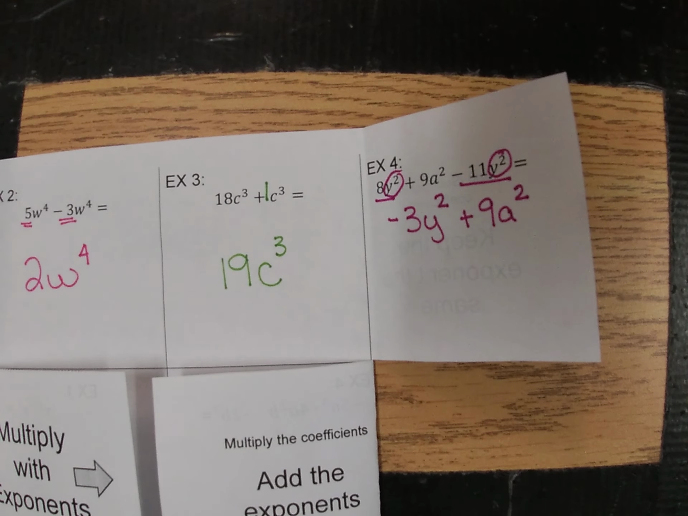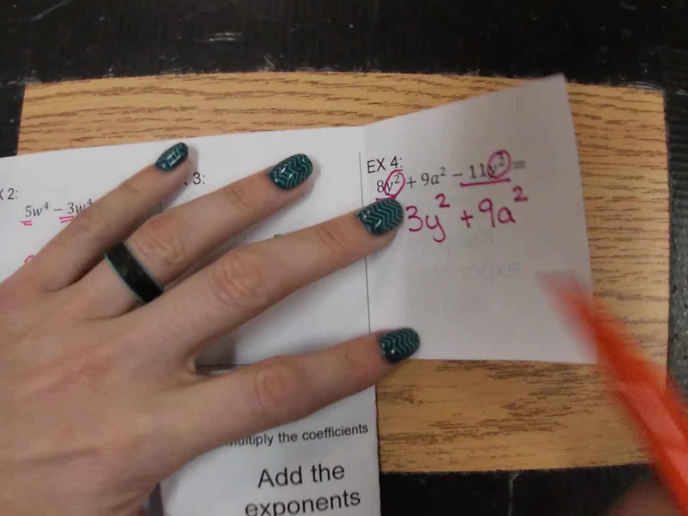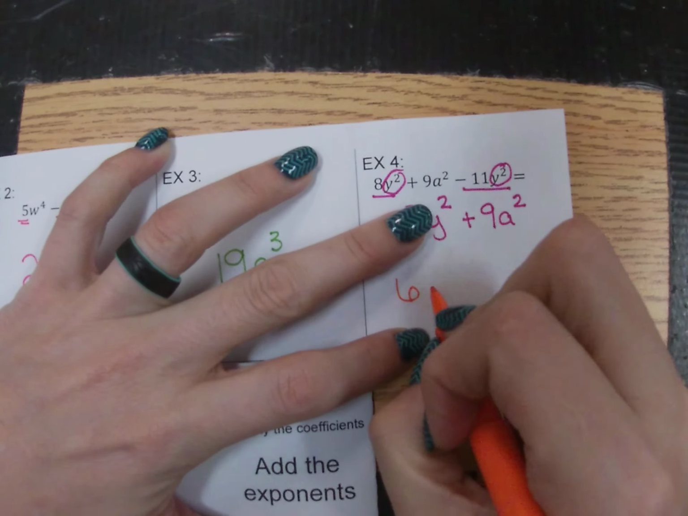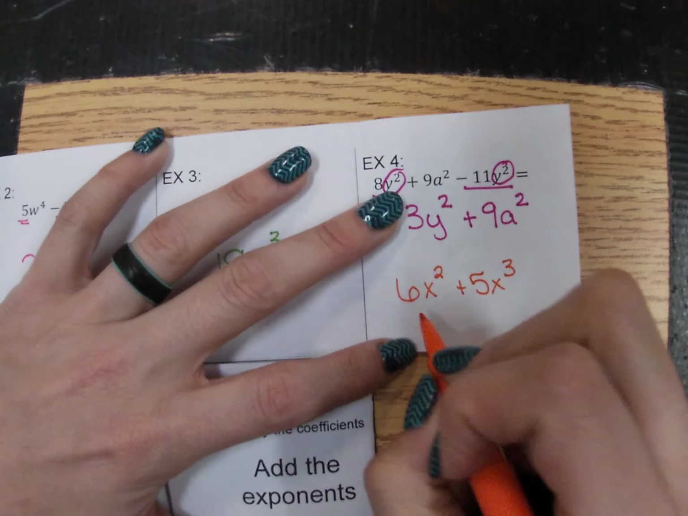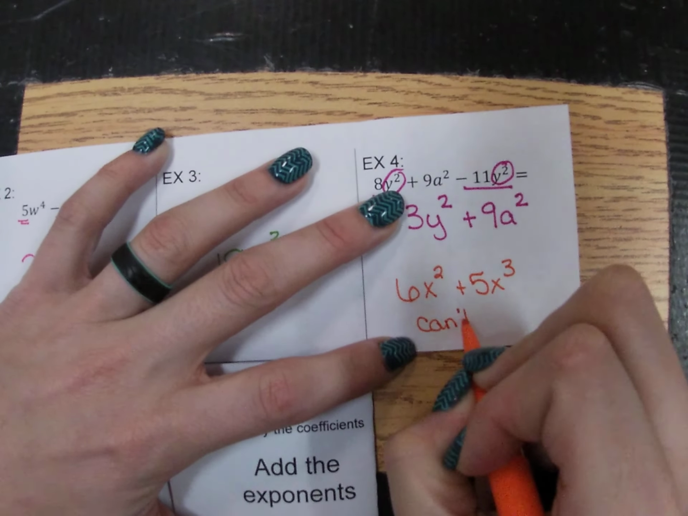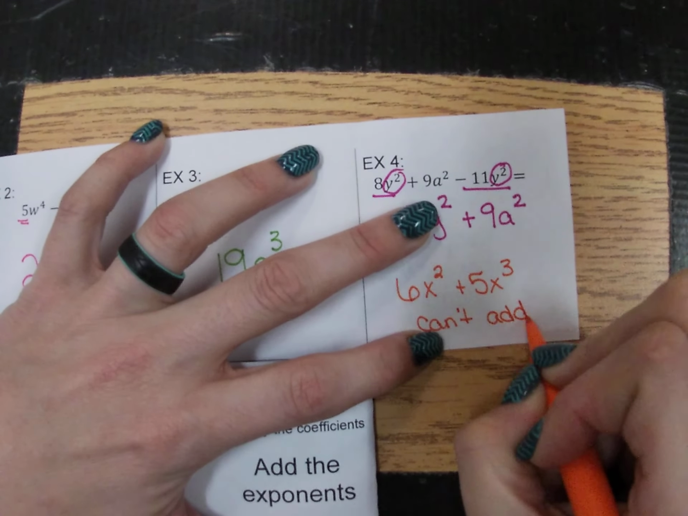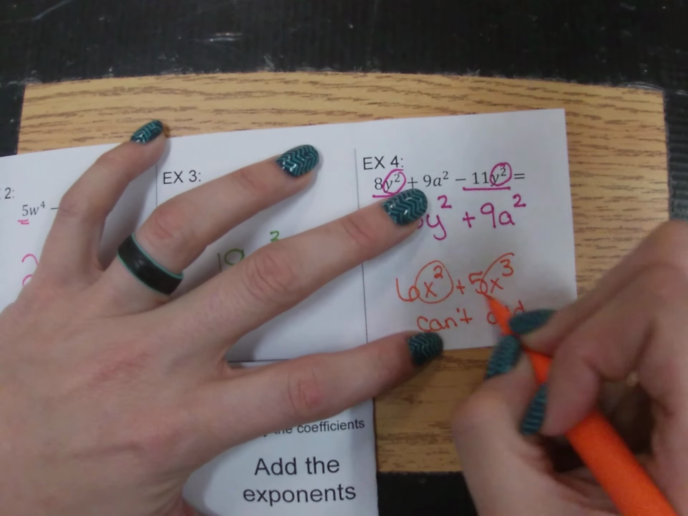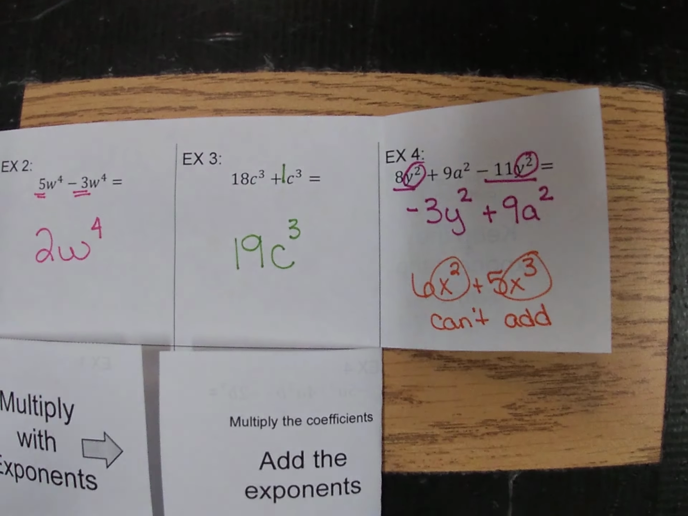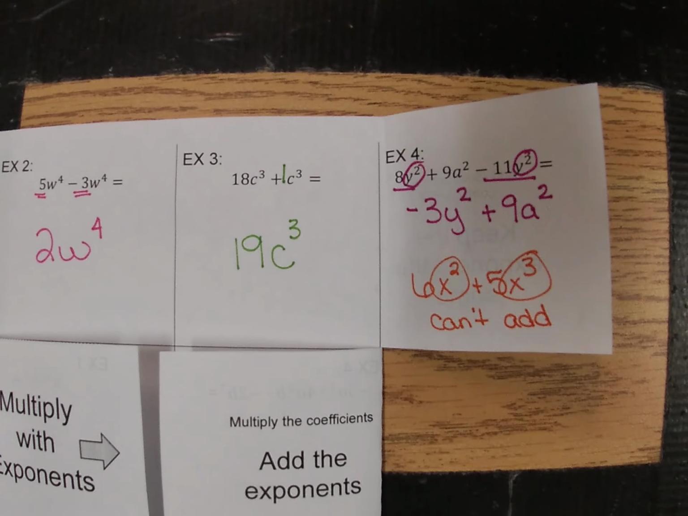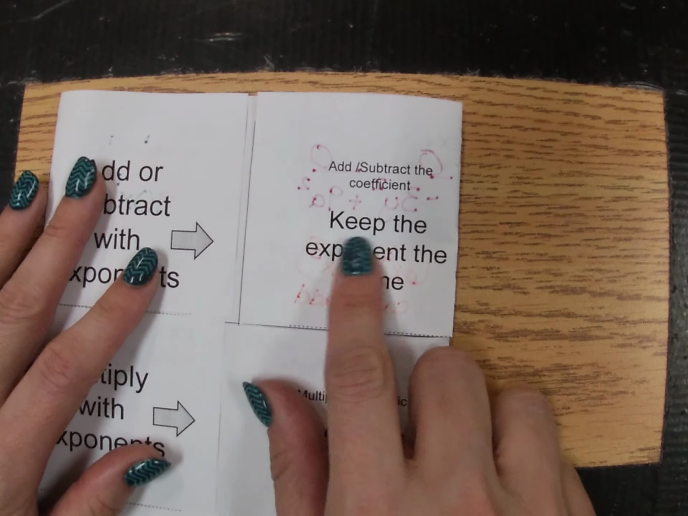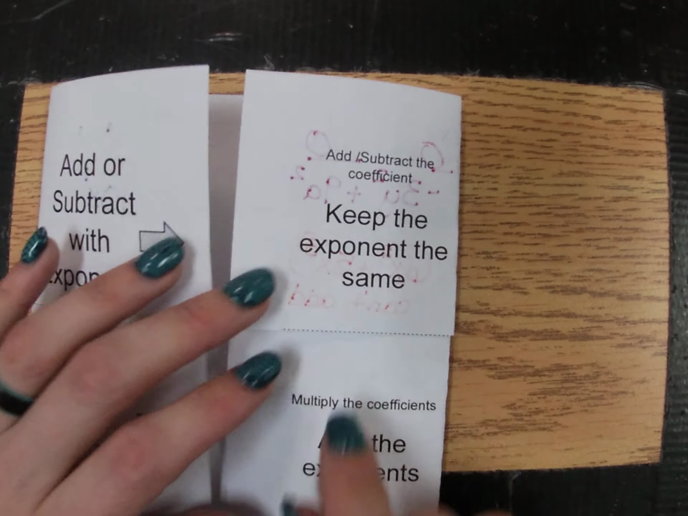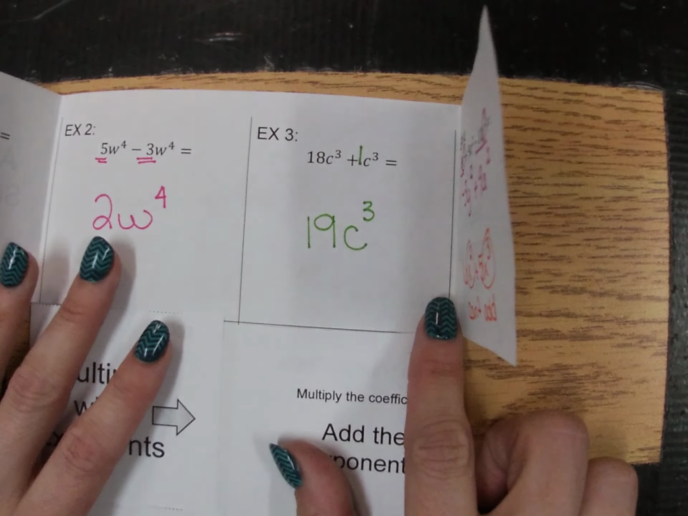Okay, if we have something like 6x squared plus 5x to the third, we can't add these either, because our exponents don't match. And those bases and those exponents need to match for us to be able to add them. So when we're adding or subtracting with exponents, we're adding or subtracting the coefficient, and we're keeping the exponent the same.